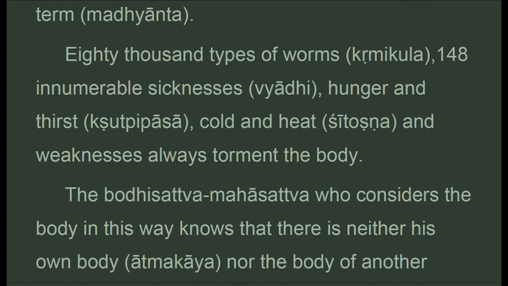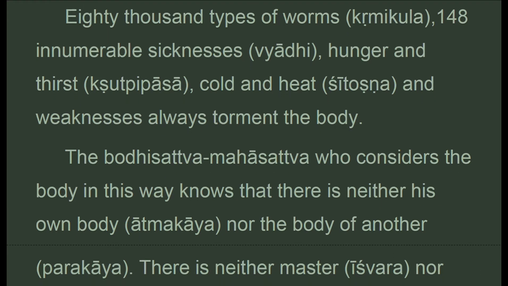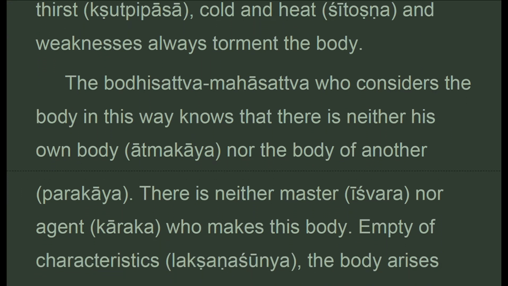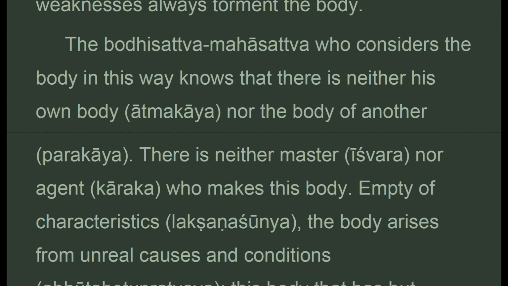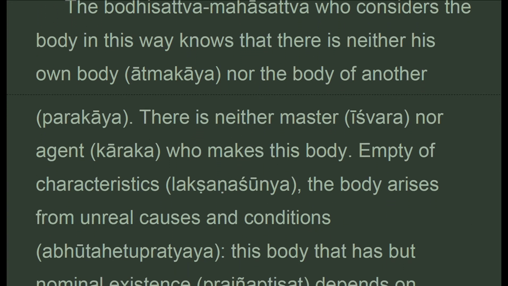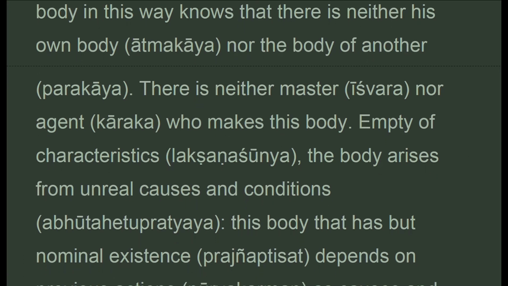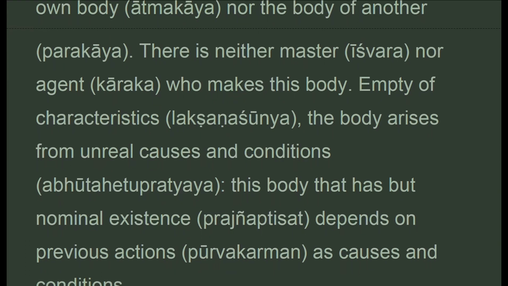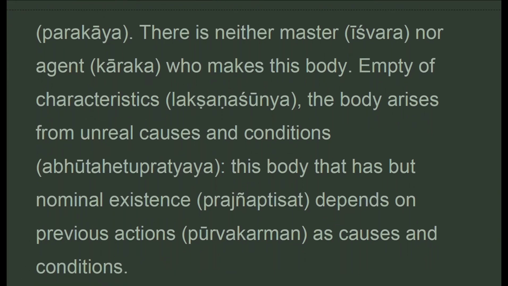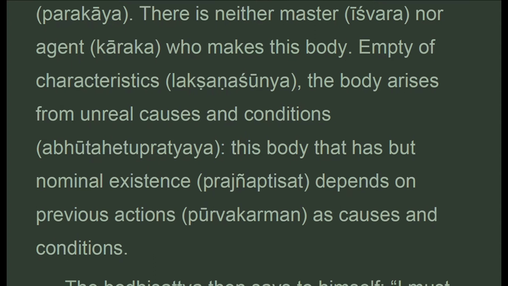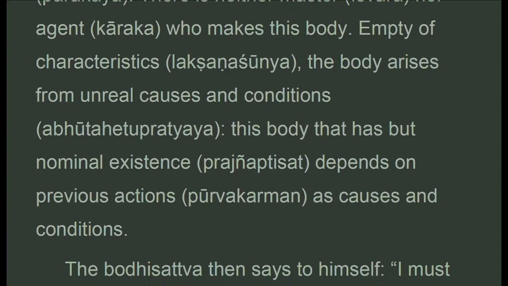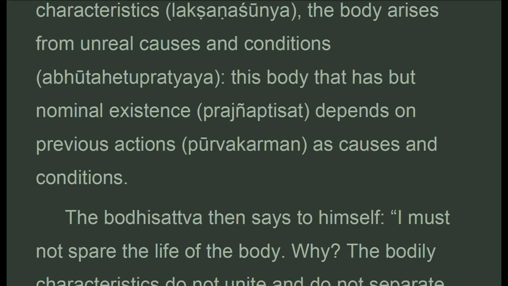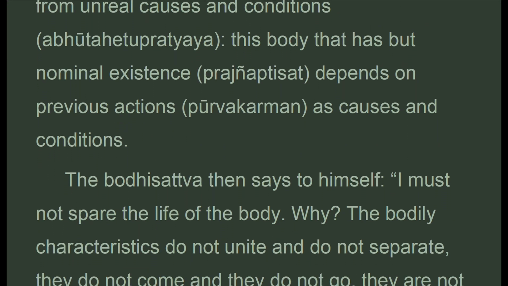80,000 types of worms, innumerable sicknesses, hunger and thirst, cold and heat and weaknesses always torment the body. The Bodhisattva Mahasattva who considers the body in this way knows that there is neither his own body nor the body of another. There is neither master nor agent who makes this body. Empty of characteristics, the body arises from unreal causes and conditions. This body that has but nominal existence depends on previous actions as causes and conditions.